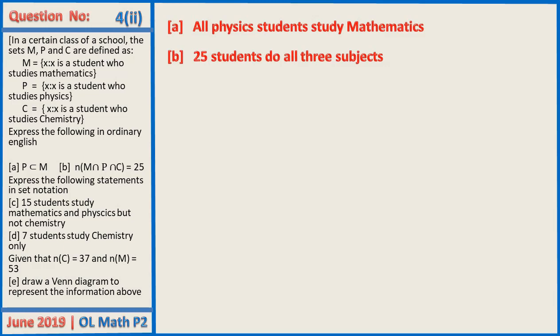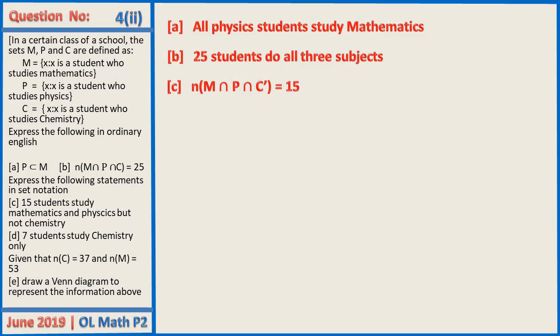Now, express the following in set notation. 15 students study mathematics and physics, but not chemistry. So, in set notation, we have M intersection P intersection C prime, that means chemistry excluded, equals 15.